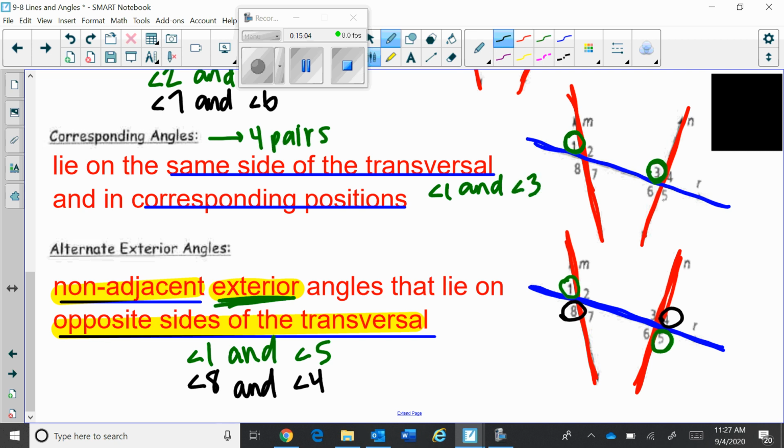Another pair would be angle 2. Let's get that in black. Angle 2 and angle 4. We keep going, we have angle 8 and angle 6. And then lastly, we have angle 7 and angle 5.